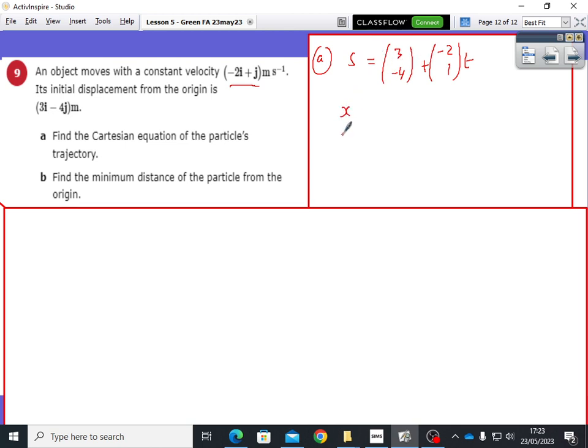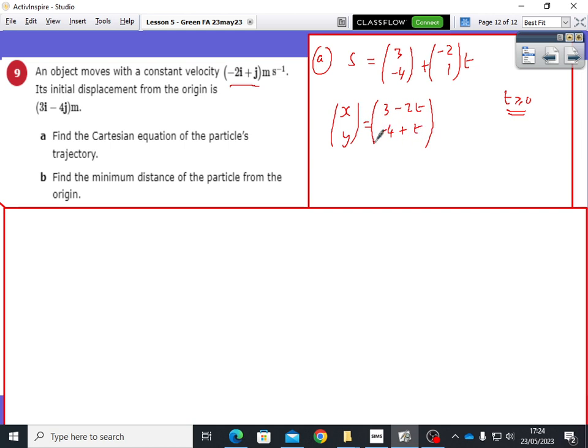to be the x and y vector equal to, so I'm going to put this together, 3 minus 2t, and minus 4 plus t. Note that t has to be greater than or equal to 0, so x is going to be less than or equal to 3 and y is going to be greater than or equal to minus 4. We know that t is greater than or equal to 0 because it's time.